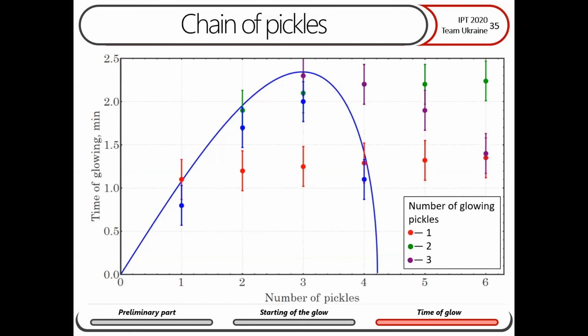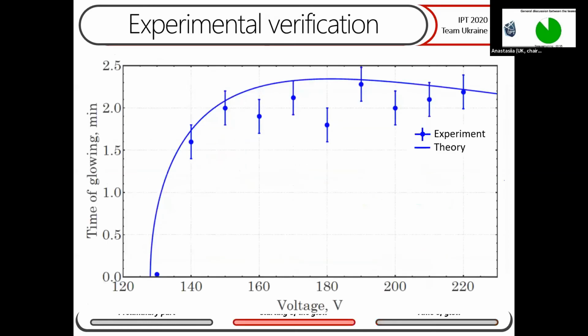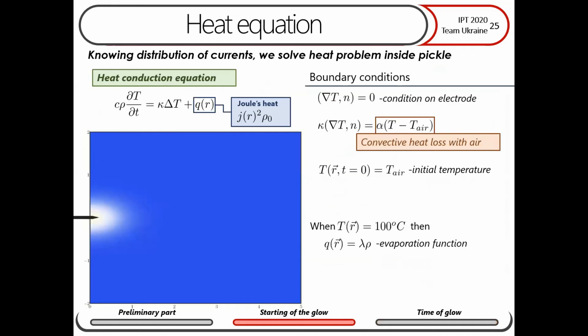Okay, I want to ask another question. When you are talking about the temperature that influences the gap size, have you considered that when the pickle's temperature keeps rising, the pickle may lose water and shrink, and this may create a space, and it may make the gap bigger?